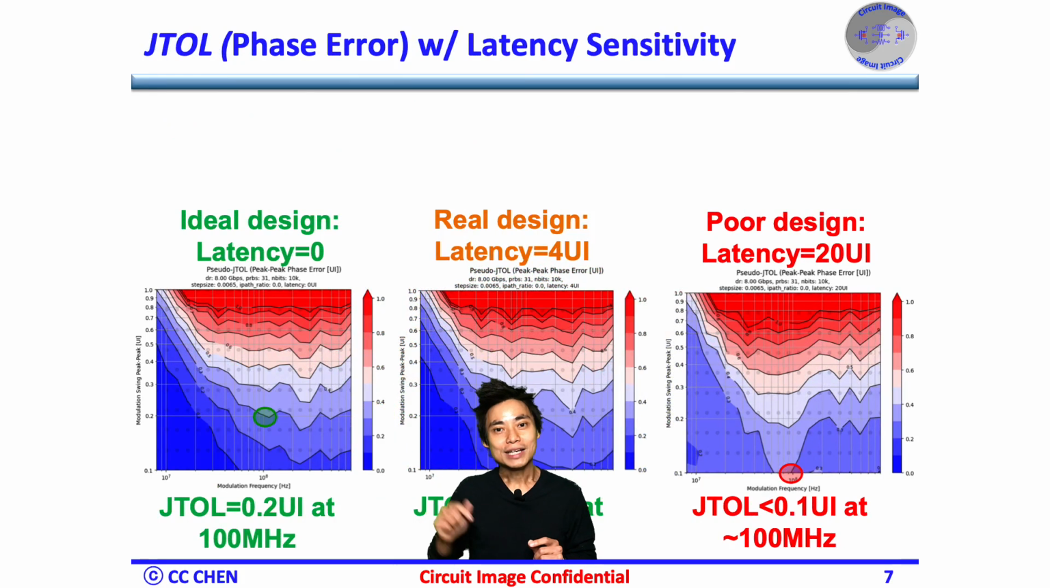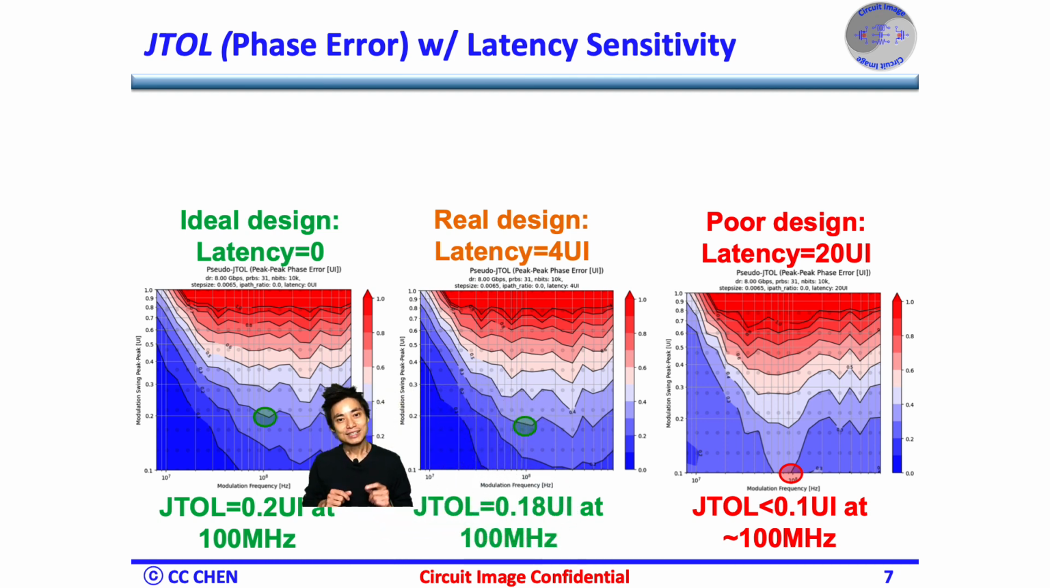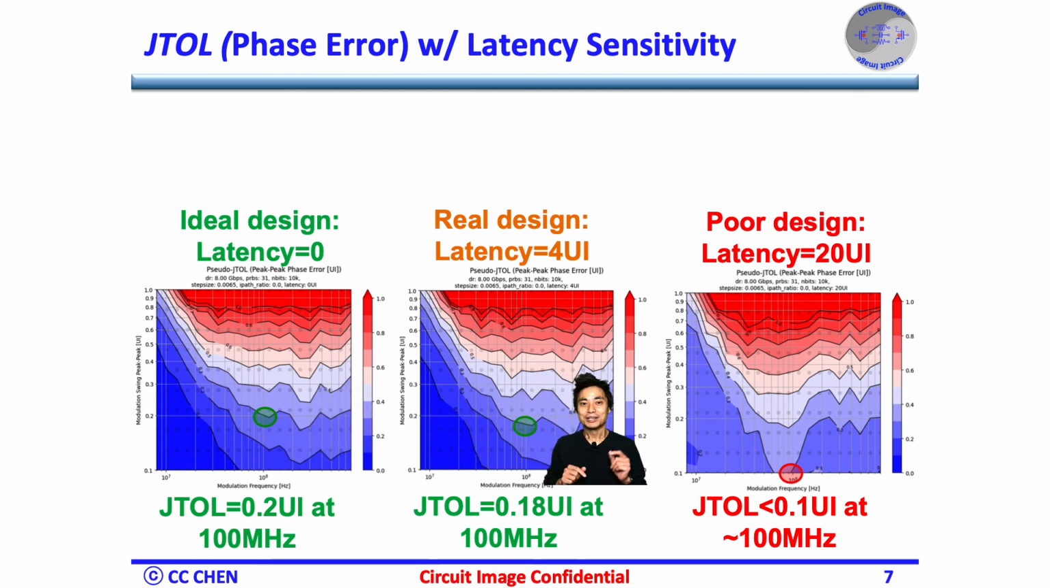Great. We can see the loop latency sensitivity as we discussed in the wide-band loop latency video, but from another jitter tolerance point of view. As you can see, at the 100 MHz modulation frequency of input sinusoidal jitter, the ideal design with zero latency would have 0.2 UI input jitter tolerance, and the real design jitter tolerance is 0.18 UI, which is good enough.